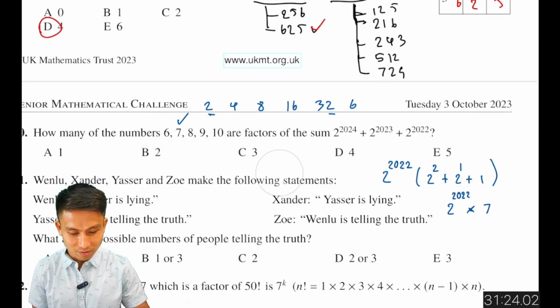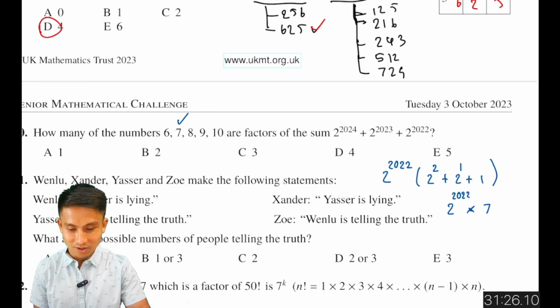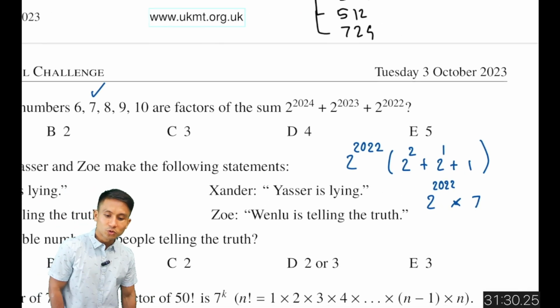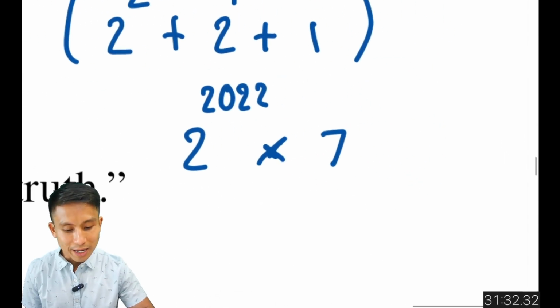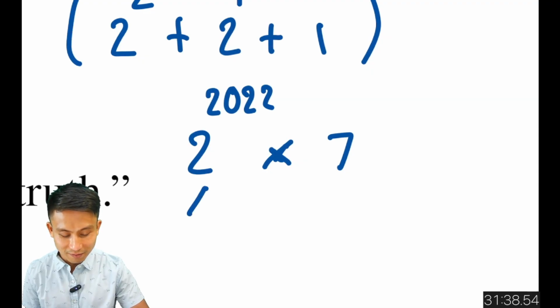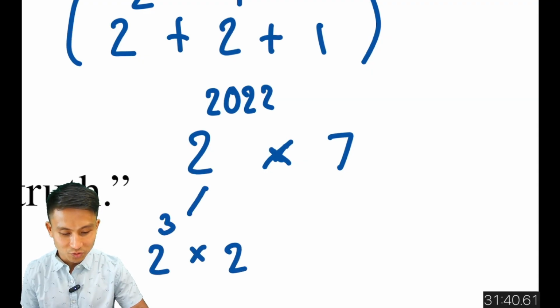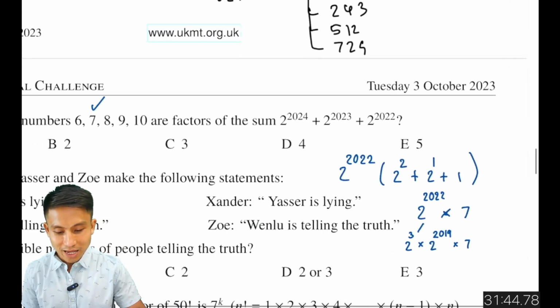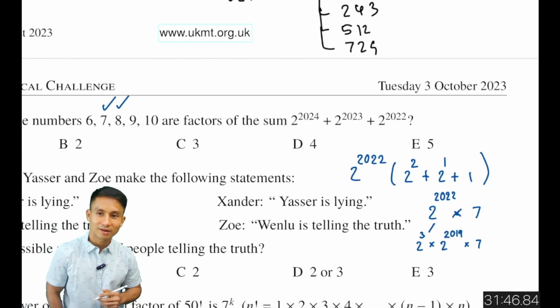So I'm just gonna rub out this thing. Probably not that useful anymore. Well, 2 to the power of 2022, definitely there is an 8 in there. So if I can split this, I can have 2 to the power of 3 times 2 to the power of 2019, right? So 8 is also a factor.